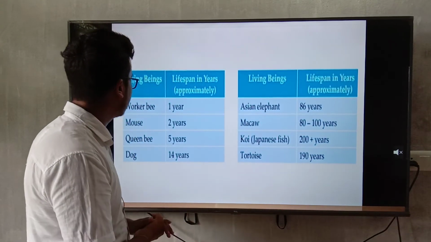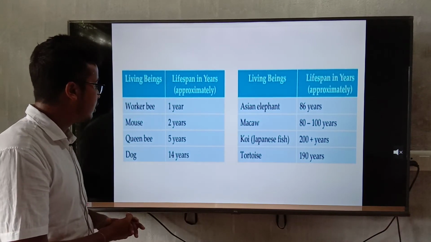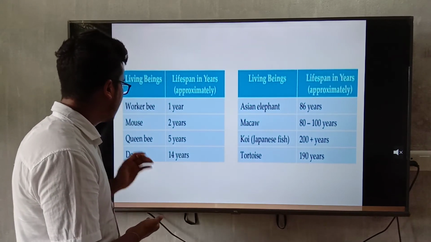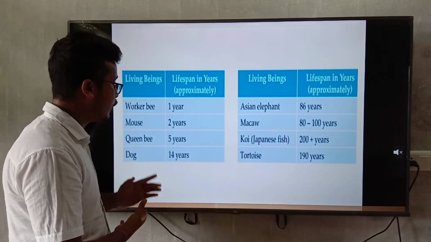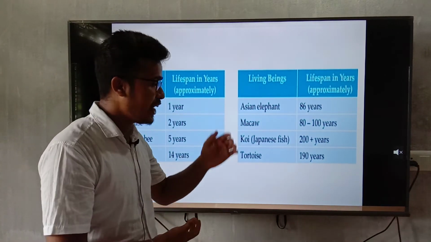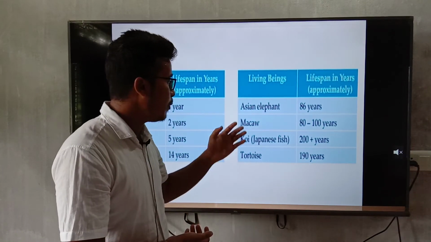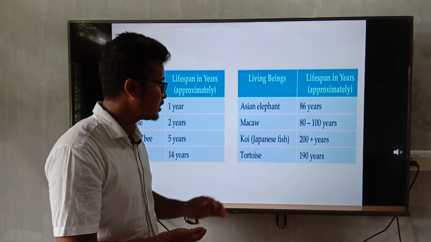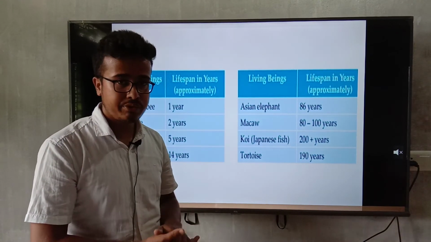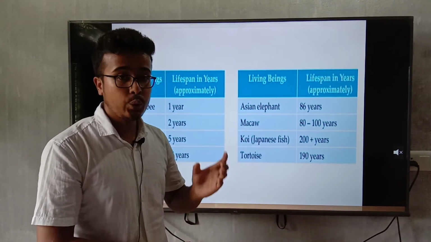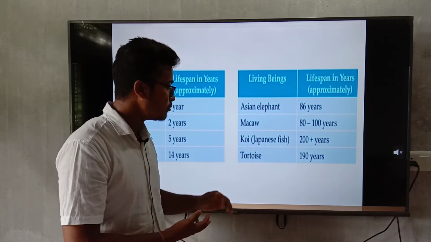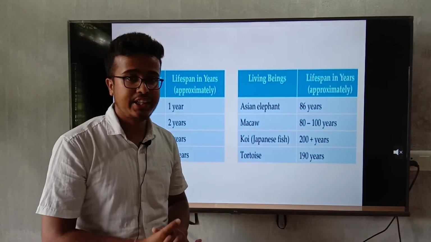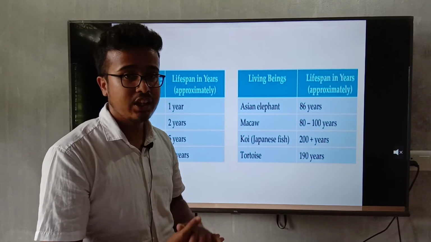Here are others: worker bee 1 year, mouse 2 years, queen bee 5 years, dog 14 years, Asian elephant 86 years, macaw 80 to 100 years, koi, which is a Japanese fish, 200 plus years, and tortoise 190 years. So this is their lifespan.